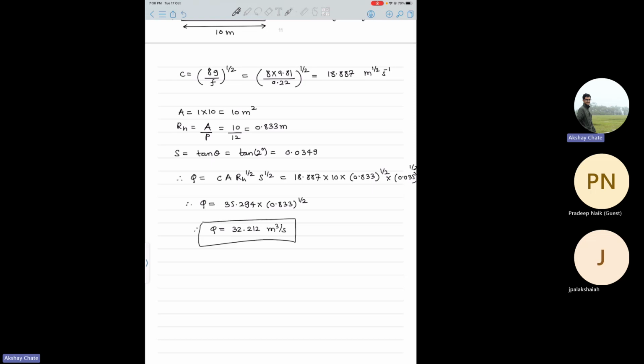Now in some questions they will not ask you in meter cube per second, maybe they'll ask you in liters per second or cubic feet or whatever. Those manipulations you can do, it should not be a problem.